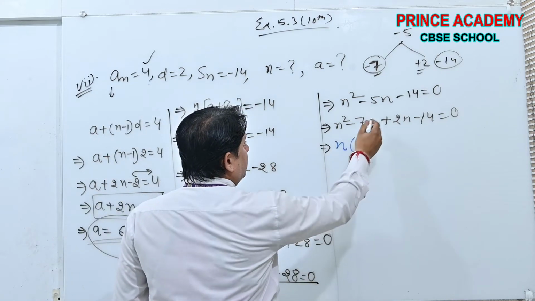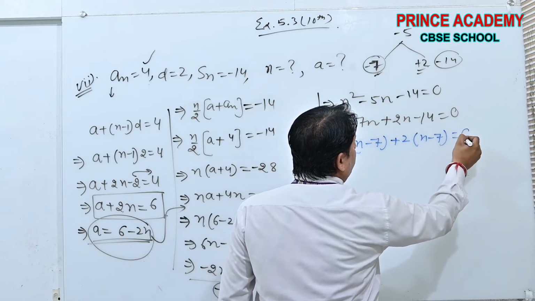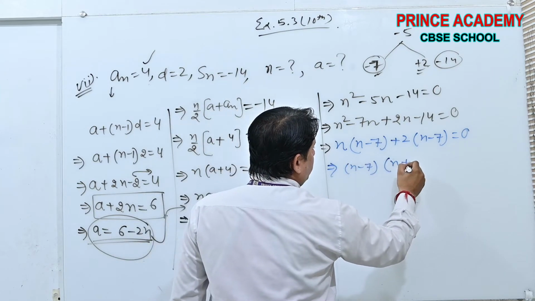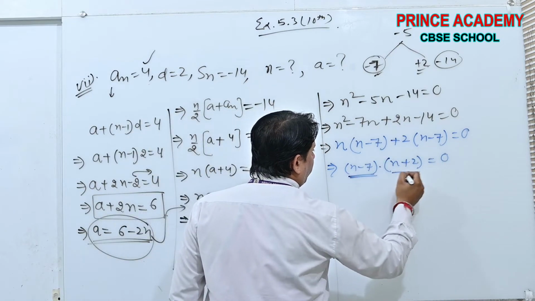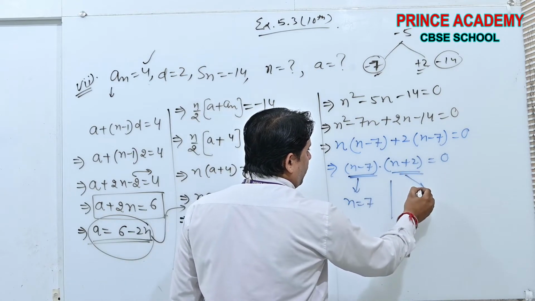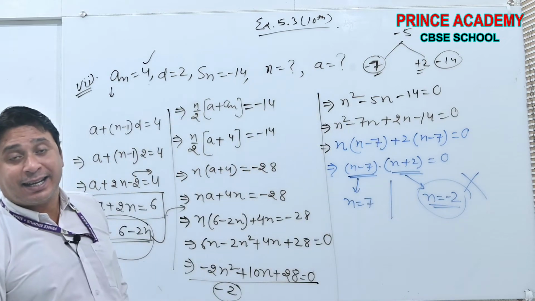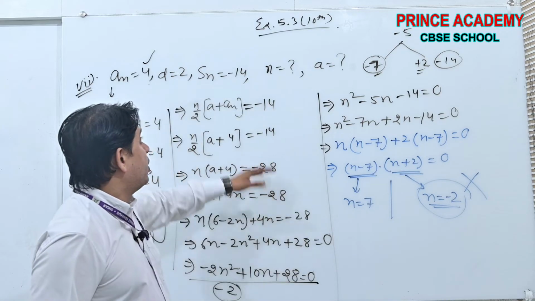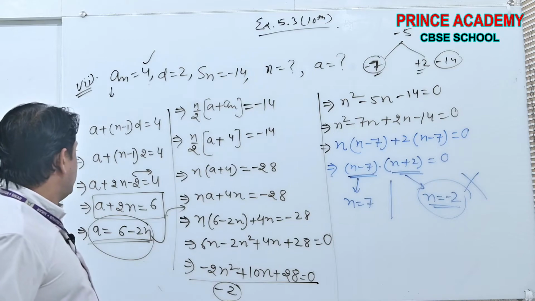Here n is common, n minus 7, plus 2 is common, n minus 7 is equal to 0. n minus 7 is common, n plus 2 is another part, equal to 0. Yes or no? From here, the product of two quantities is 0. From here you will get 7, and from here you will get minus 2. But n can't be negative or a fractional value. That's why n is 7 here. We got n is equal to 7.